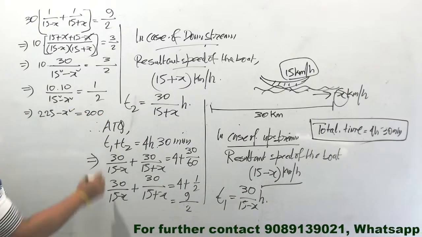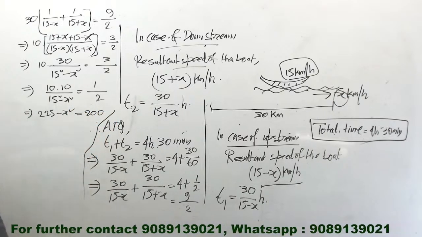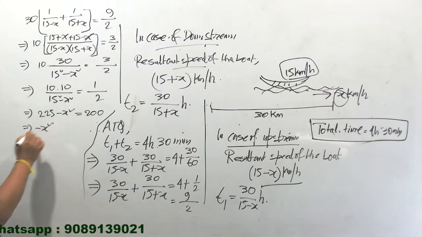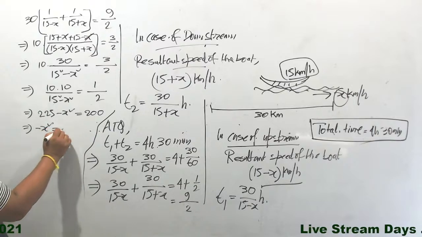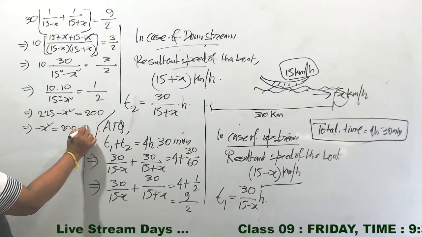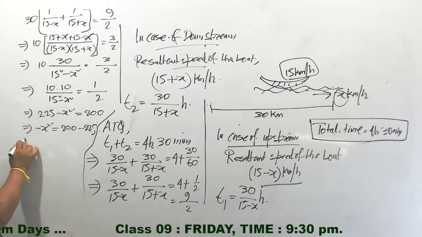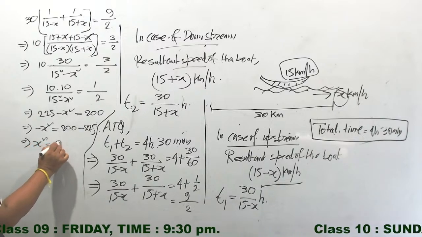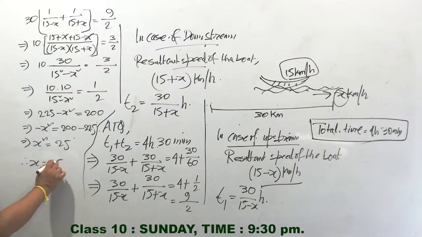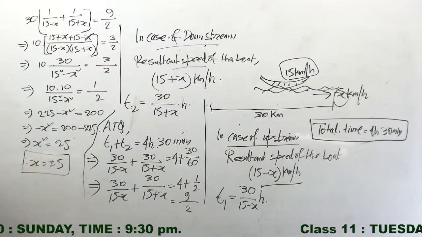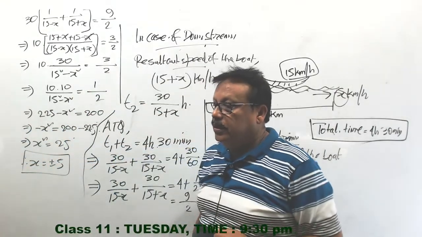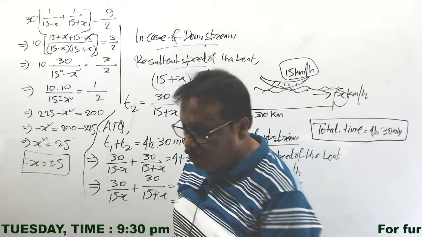Understood? I think clear? This implies minus x square equals to 200 minus 225. This implies x square equal to 25. Understood? Therefore, x equal to plus minus 5. See, you got x equal to plus minus 5.